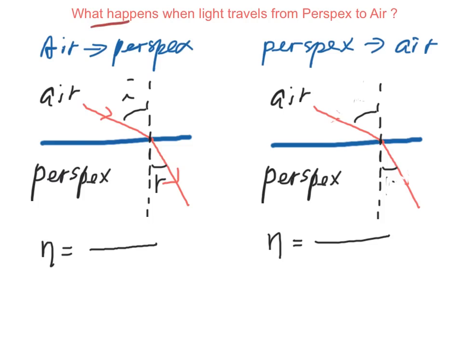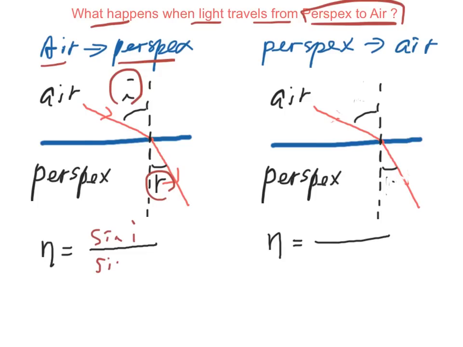What happens when light travels from Perspex to air? First, let's see if light travels from air to Perspex. We have angle of incidence I and angle of refraction R. Refractive index of Perspex n equal to sin I over sin R.